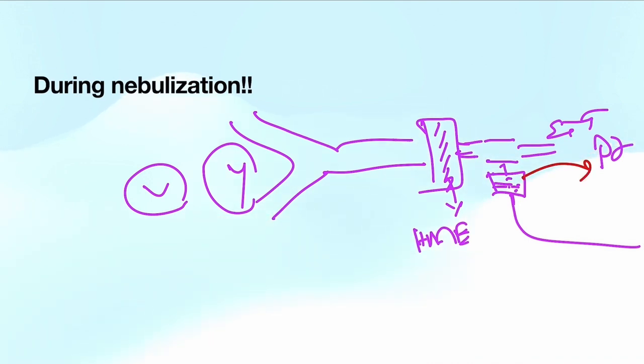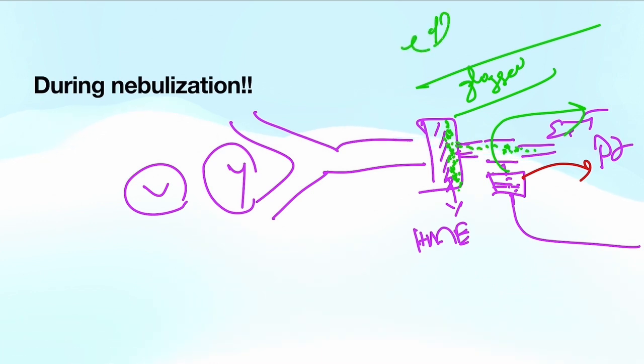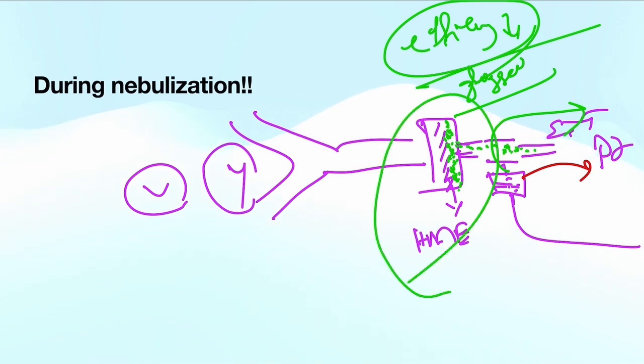So what happens here? The inspiration process is okay, the nebulization occurs towards the patient end. But during expiration, these nebulized materials pass towards the HME and deposit over the hygroscopic material of the HME, and it gets clogged and its efficacy decreases. So during nebulization, we should remove the HME completely from the circuit, right?